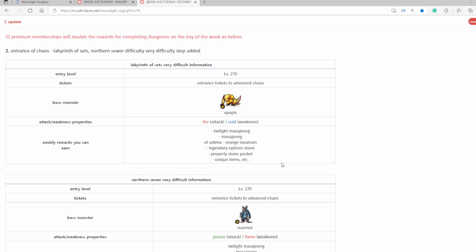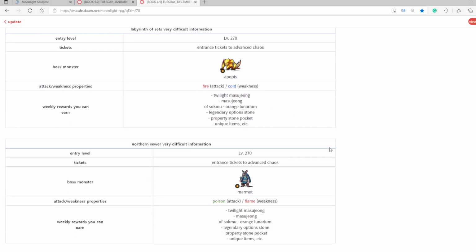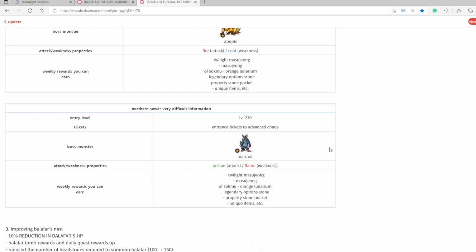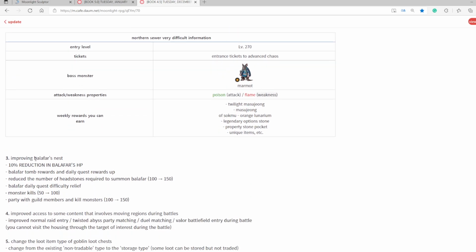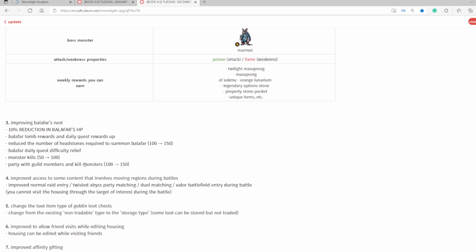So there are some changes on the chaotic dungeon. You have a very difficult mode added in for some of the boss maps there. And also some improvement on the Valifor place, a 10% reduction in Valifor HP. So it will be much easier after the patch update at the Valifor map.